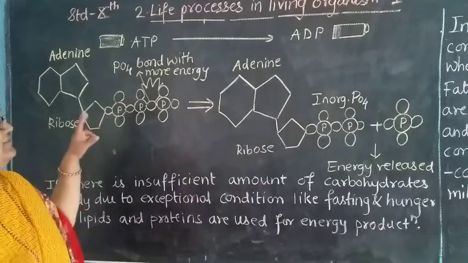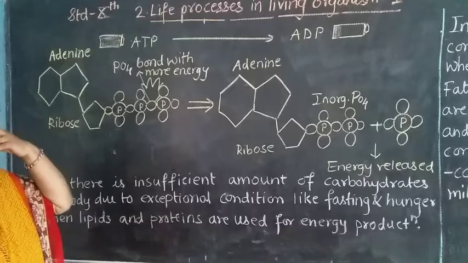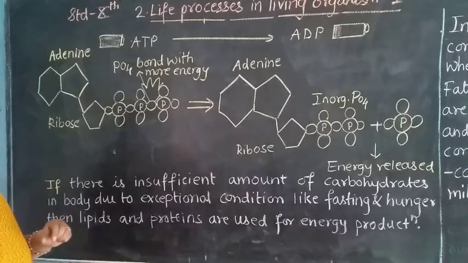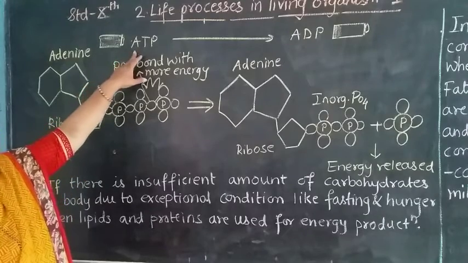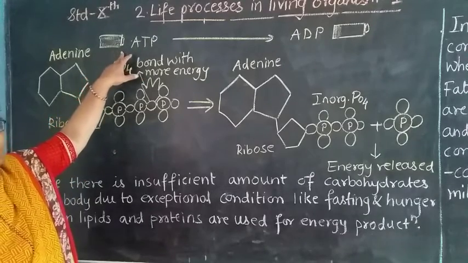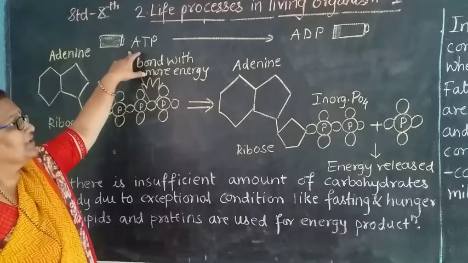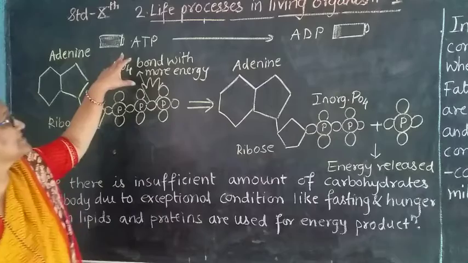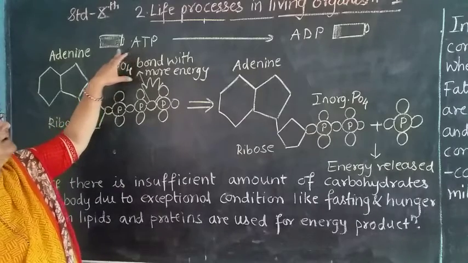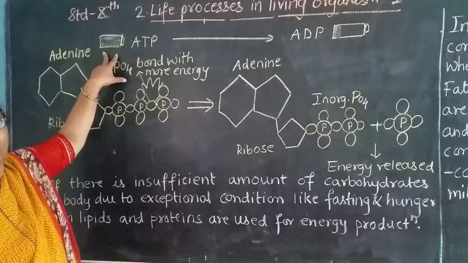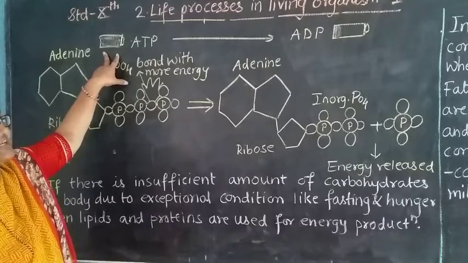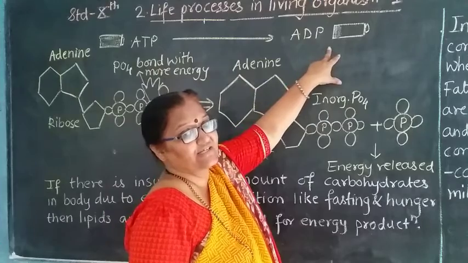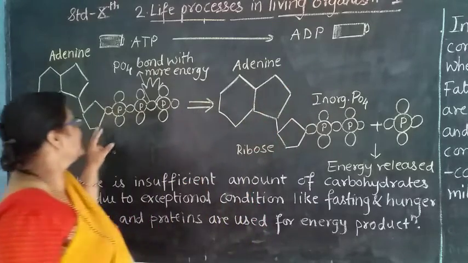Now the next point that we are going to study is the energy currency. We know that ATP is an energy rich molecule. After breaking the bonds, it is converted into ADP. That means ATP is like a fully charged battery, and ADP is like a battery with less charge. Then see what happens here.